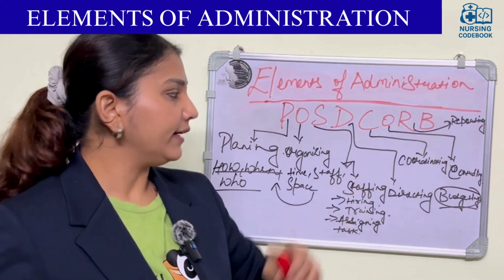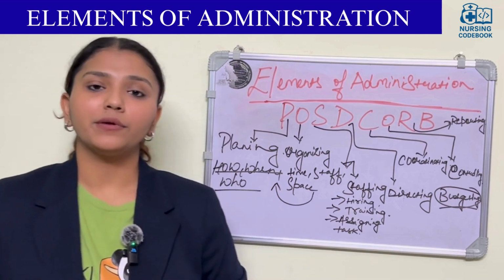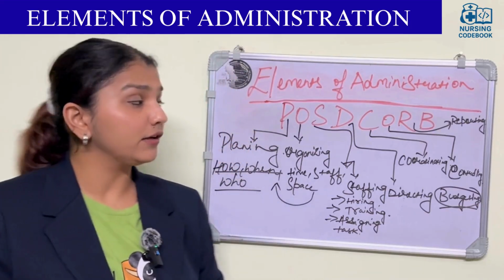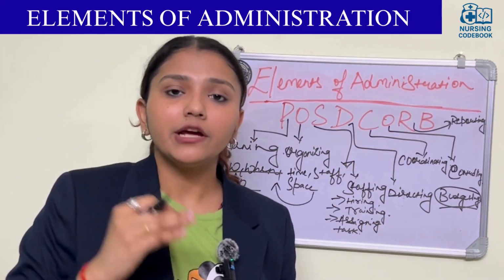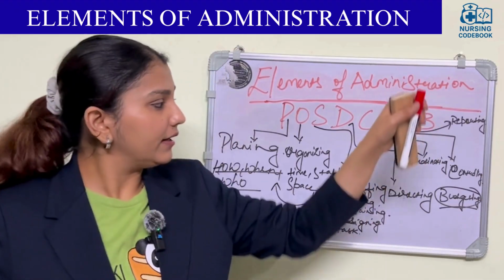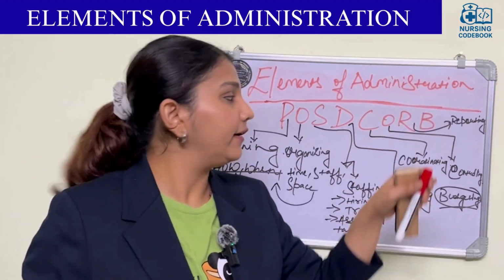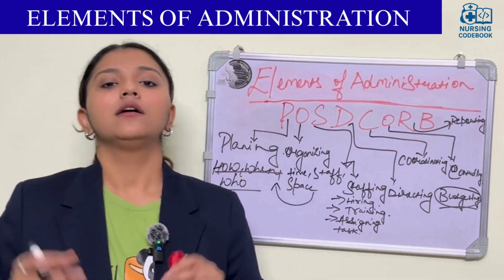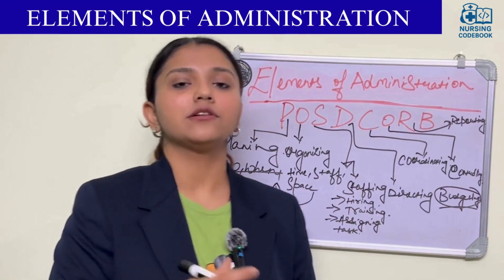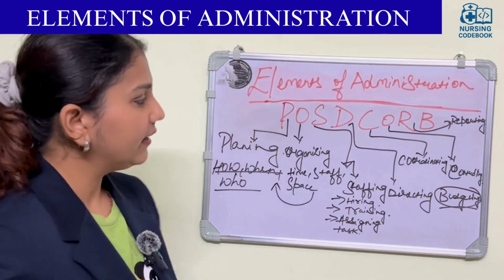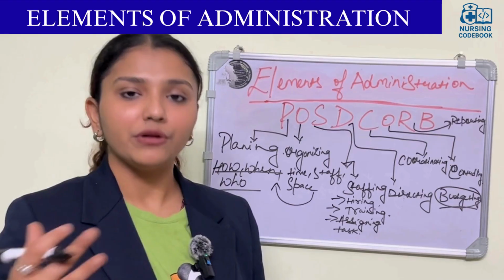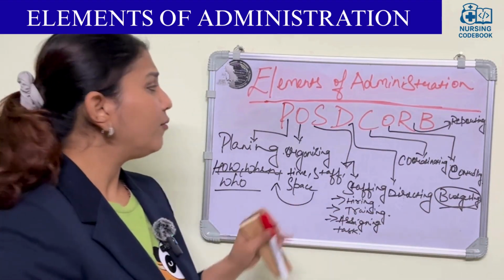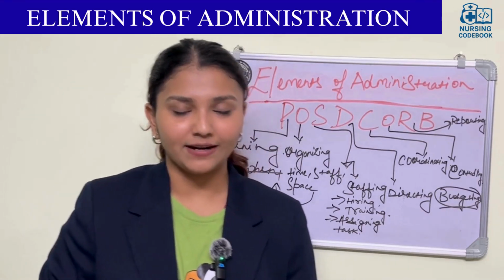Next, what is reporting? Reporting is informing the facts to a supervisor and also to the higher authority, and each and every communication that has happened on the reporting side should be recorded. Now, what is B? Budgeting. Budgeting includes the allocation of financial resources: how many materials are required, how many resources are required. All these things will come under budgeting. So I hope you have understood the elements of administration.